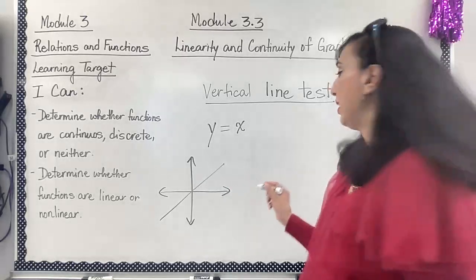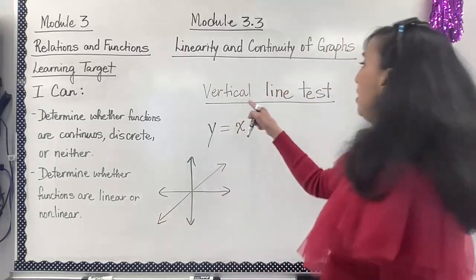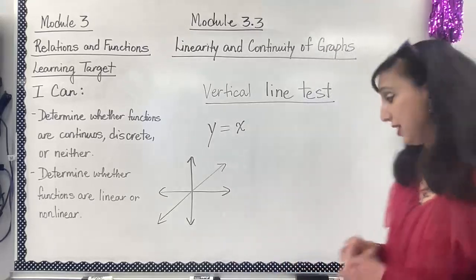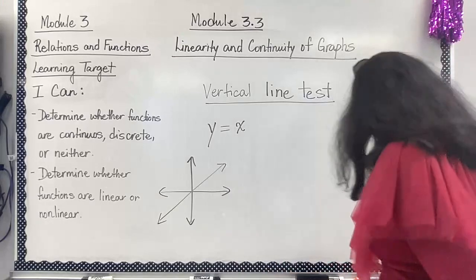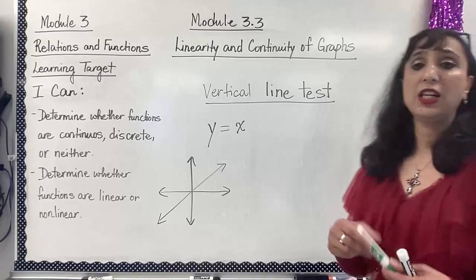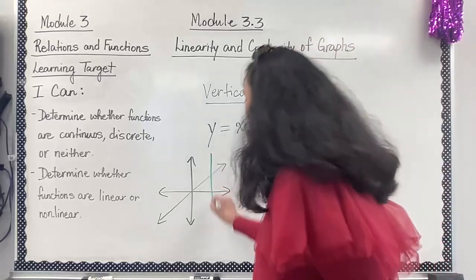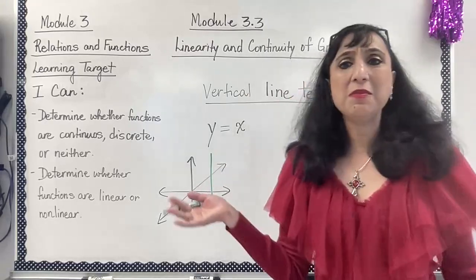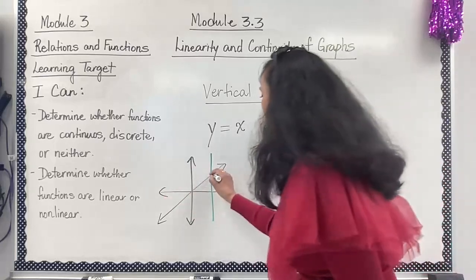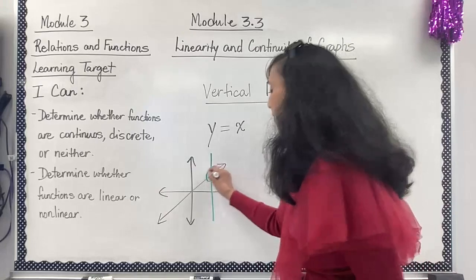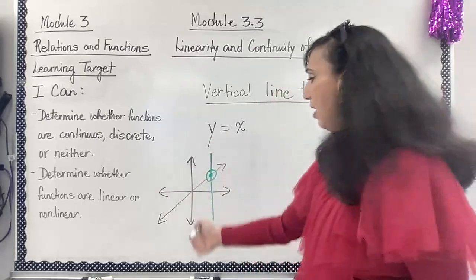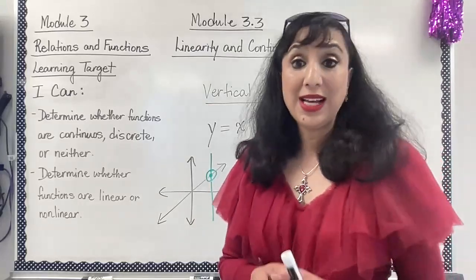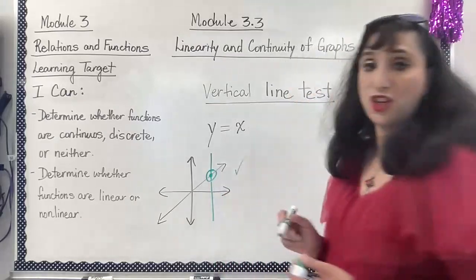Now if I get a line like this, for me to see whether this is a function or not, all I have to do is the vertical line test. If I take a straight vertical line and put it like this, this is the vertical line test. Let's look at the graph. How many times is it cutting that graph? It's just one time over here. It doesn't matter where I put the vertical line, it's going to cut through the graph one time. And so yes, that tells me that this is a function.